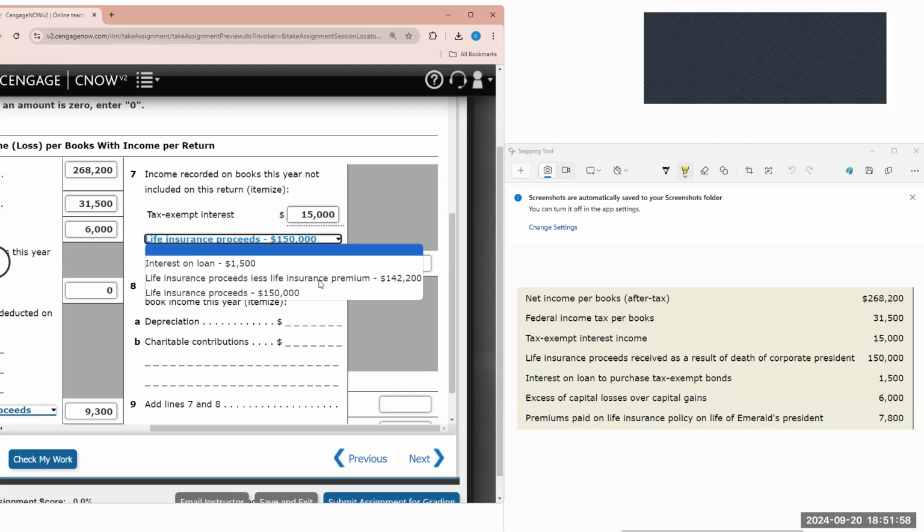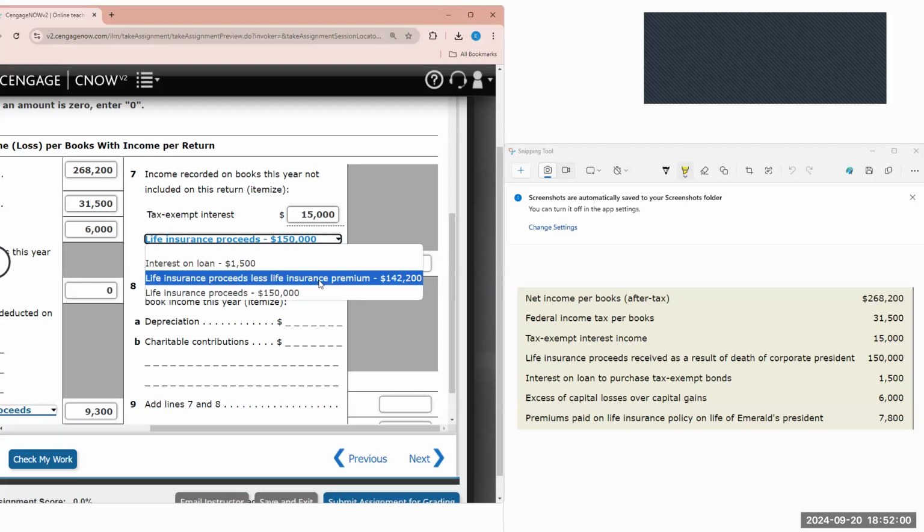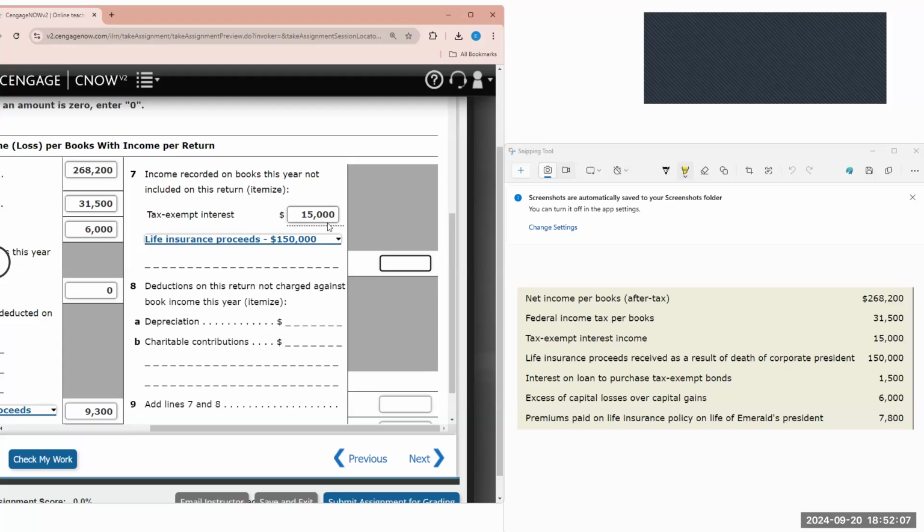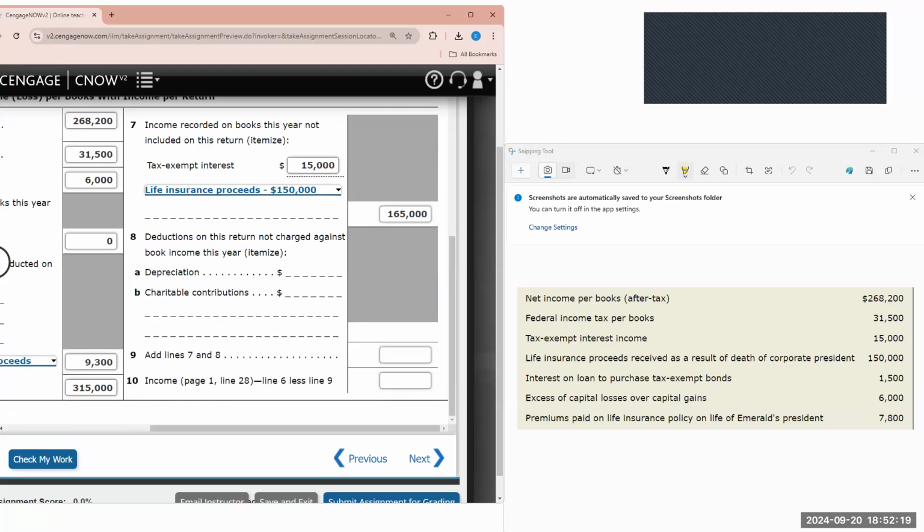We see here there's life insurance proceeds less the premium. No, we subtract the entire amount of the life insurance proceeds because again, it's not taxable. So we account for the two, which represents the $15,000 plus the life insurance proceeds. We add the two, that gives us $165,000.